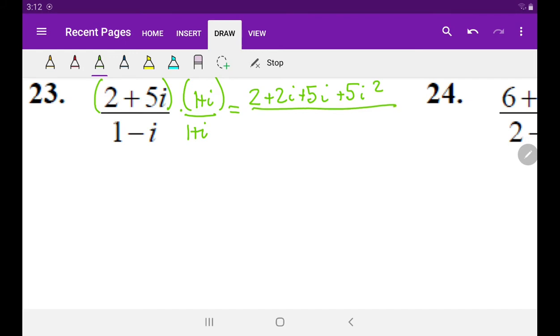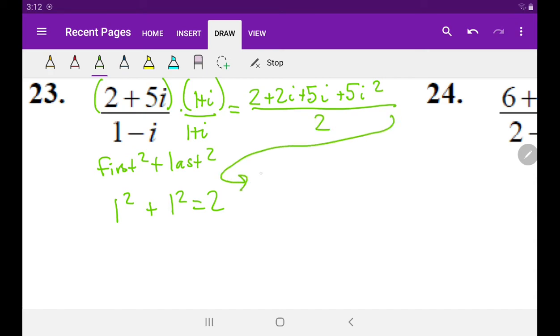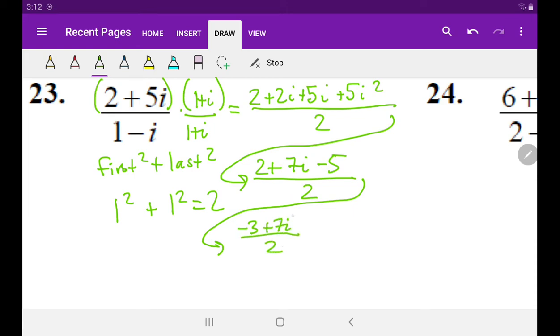Okay, and then we'll do our shortcut of first squared plus last squared. So my first is 1, and then my last, that number hiding in front of I, is also 1, so that's going to simplify to 2. Okay, so then we can simplify this. So let's see, we have a 2, and then 2I plus 5I is 7I, and then plus 5I squared, well, that I squared becomes a negative, so that turns into minus 5, and this is all over 2. And then one more step. So 2 minus 5 will have negative 3 plus 7I all over 2, and so that's your answer for 23.